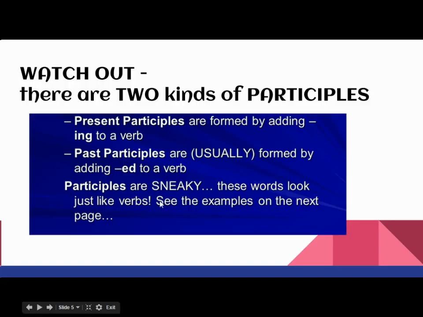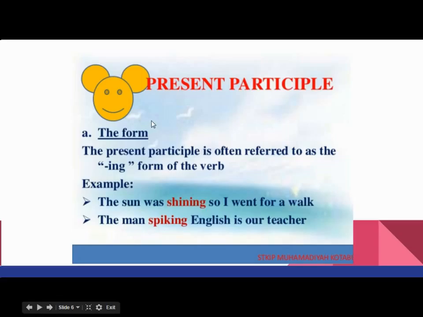Participles are sneaky though. These words look just like verbs. See the examples on the next page. A present participle. The present participle is often referred to as the ing form of a verb. But remember, it has to act as an adjective because there is another word that ends in ing that does not act as an adjective and is not a participle.